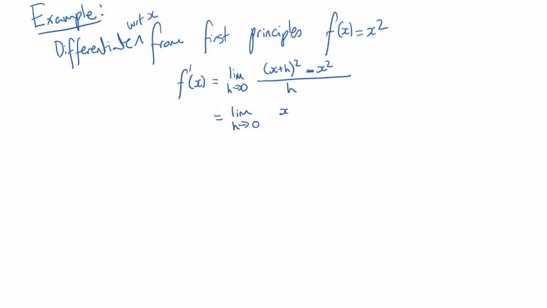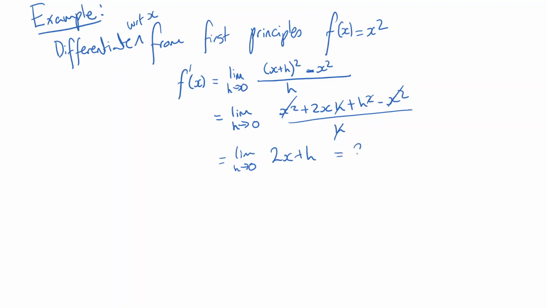So that's just going to be x squared plus 2xh plus h squared minus x squared, right? And these x squareds are going to cancel out, and that's over h. And now you can see that these h's can cancel out as well. So now we're going to get the limit as h tends to 0 of 2x plus h. Now we can clearly see that as h tends to 0, this is going to go to 2x. So now we've proven that the derivative of x squared is 2x.